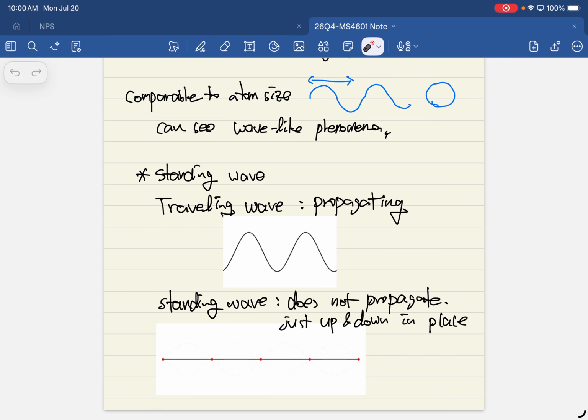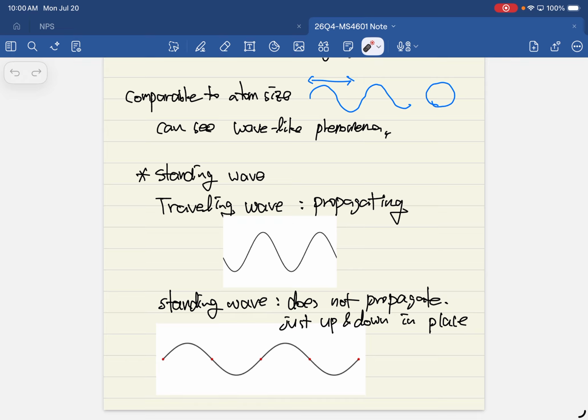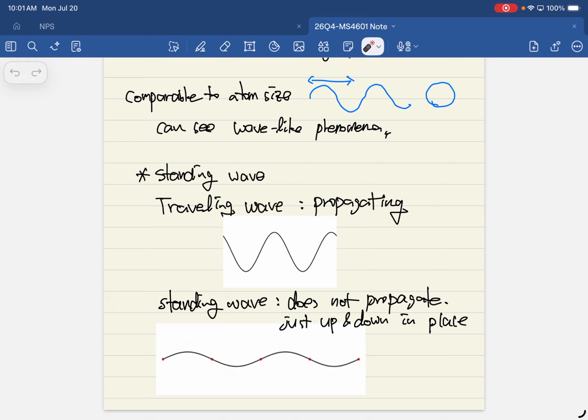We made the distinction between a traveling wave and a standing wave. A standing wave just looks like it is going upside down, just oscillating. It doesn't look like it is traveling. The simplest way to create a standing wave is essentially clamping both ends.